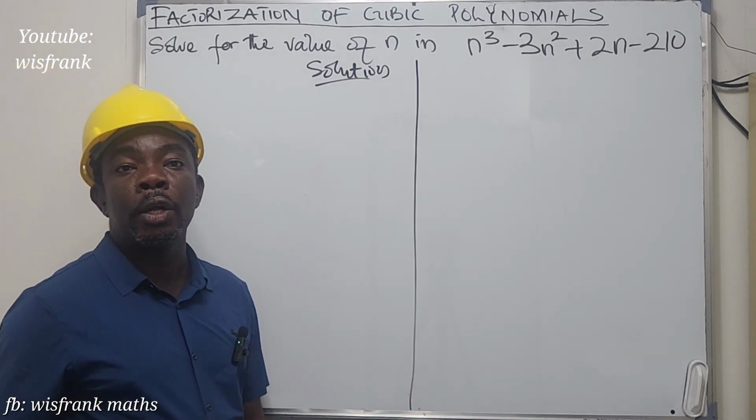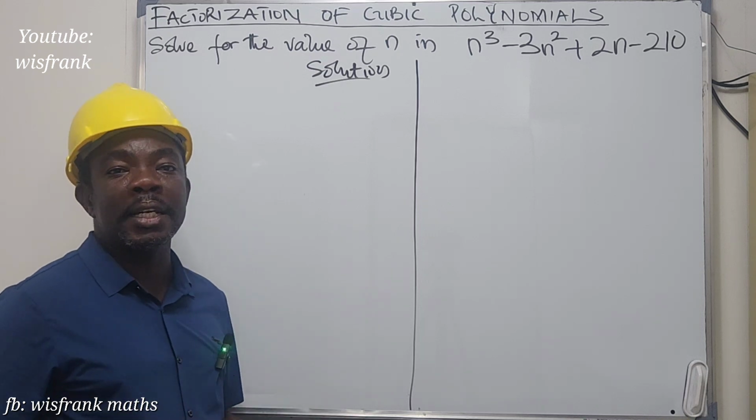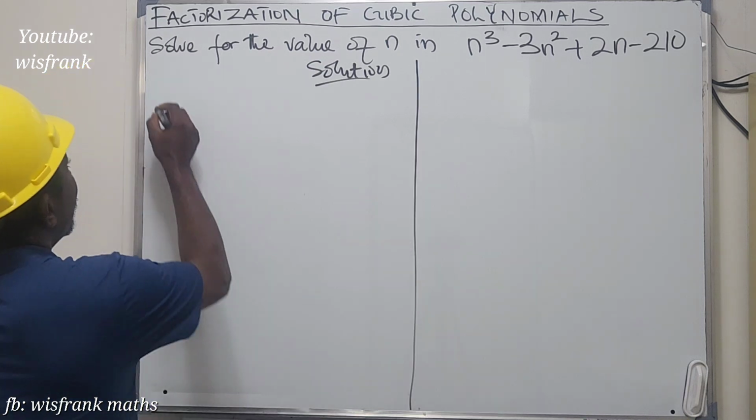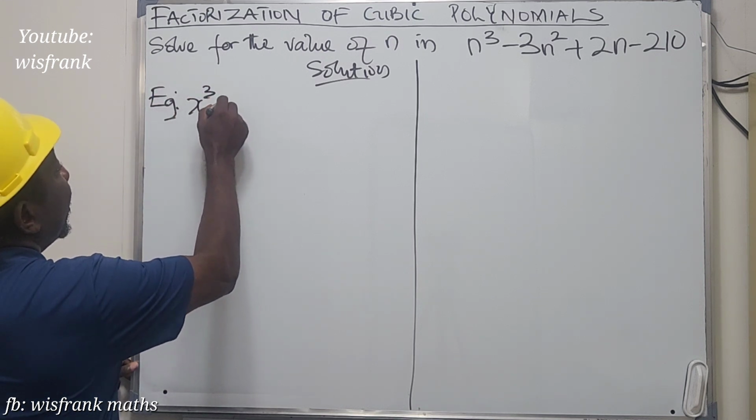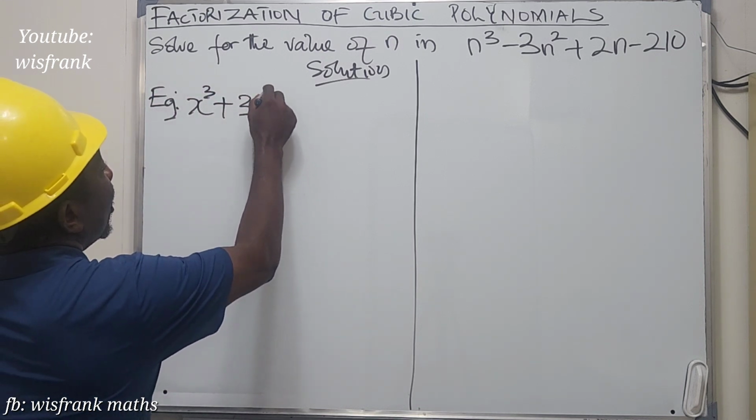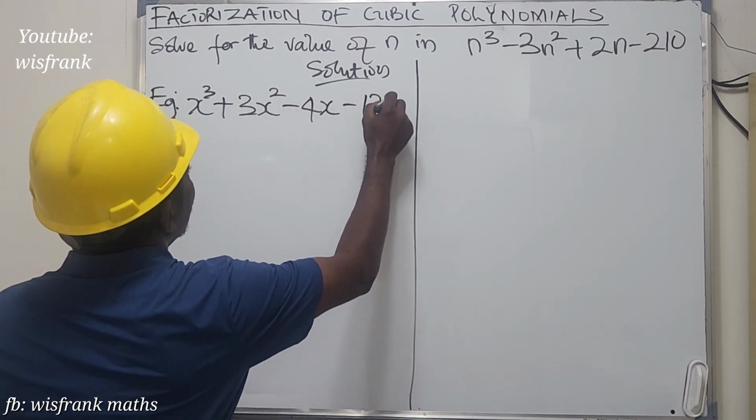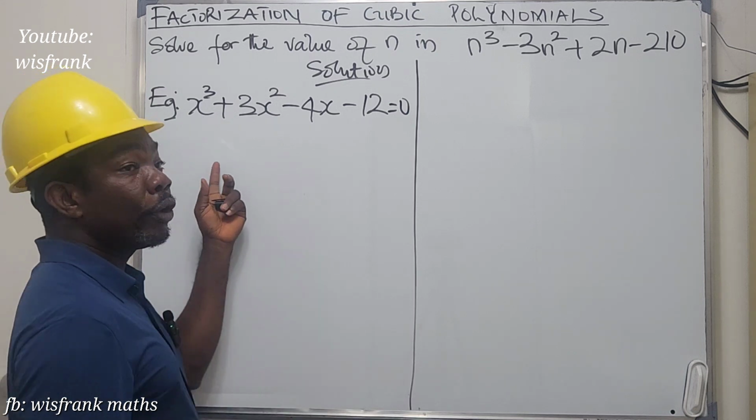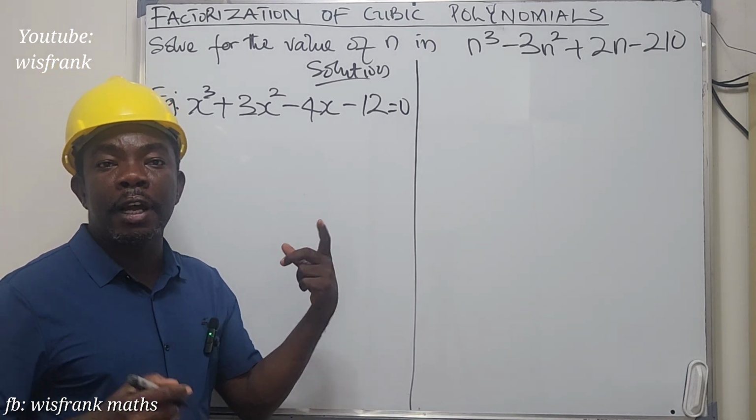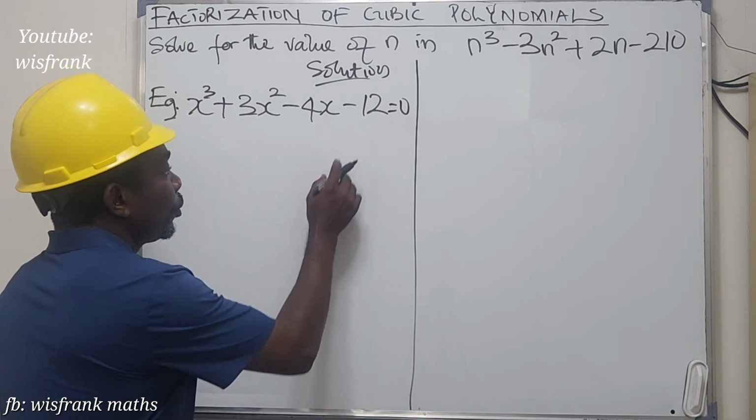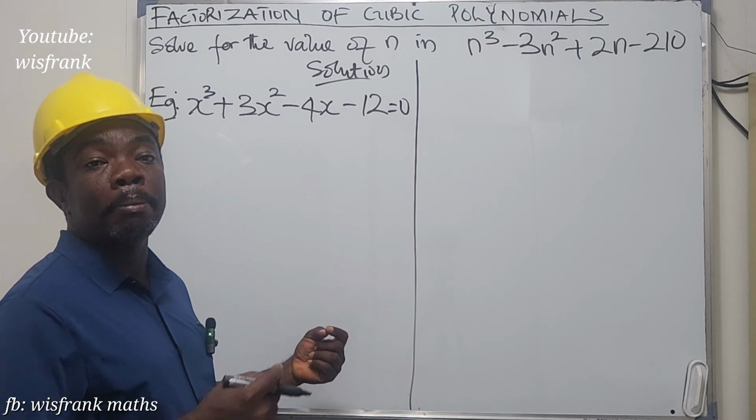But before we do that, we are going to look at one example for us to see how we can factorize this cubic polynomial. We are given x to the power of 3 plus 3x to the power of 2 minus 4x minus 12 equals 0. So we are going to factorize this cubic polynomial for us to see the factors or the value of x in this equation. The method that we are going to use is factorization by grouping.